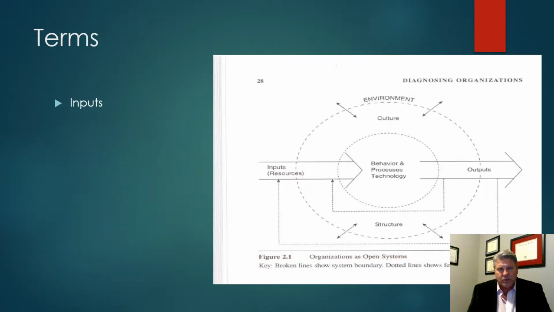So the first term that we're looking at here is inputs. By the way, some of these terms I know that you know, and I know that you know what these are, but I think it's important to look at. These are some of the things like the raw materials, the money that the organization has on hand. Do they have enough money?